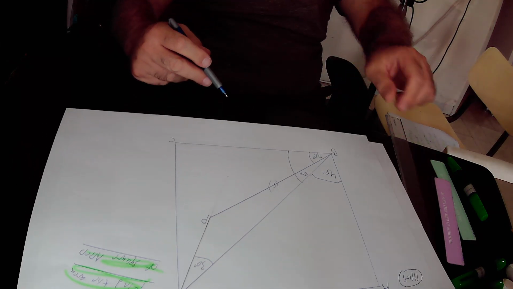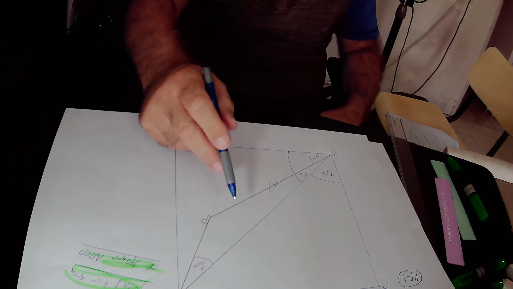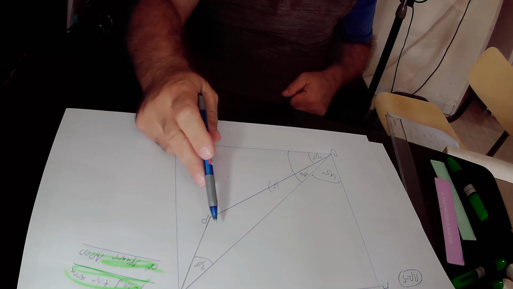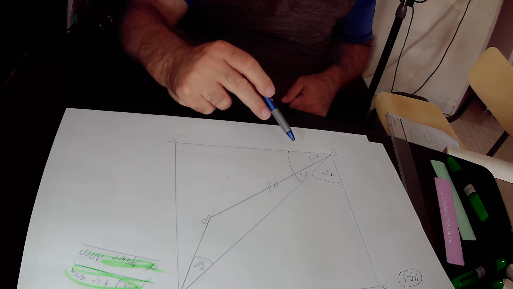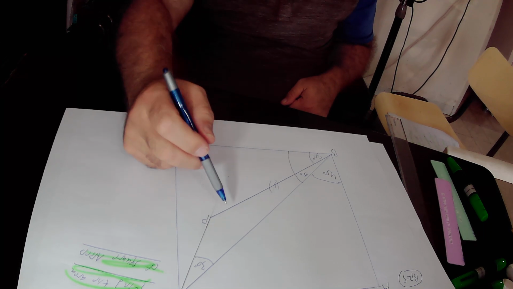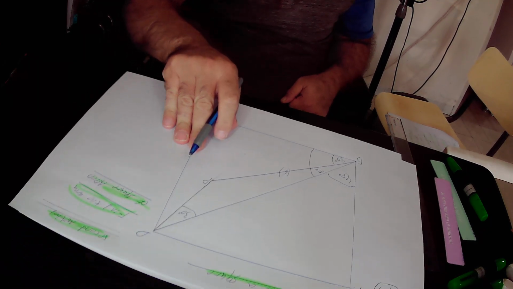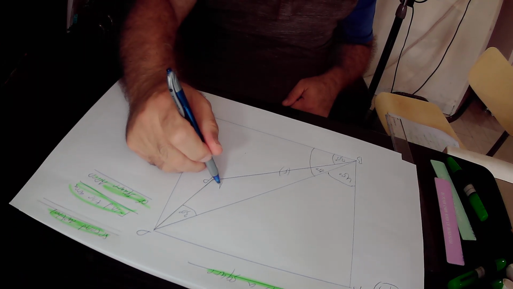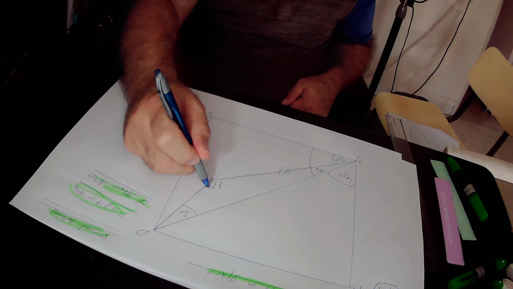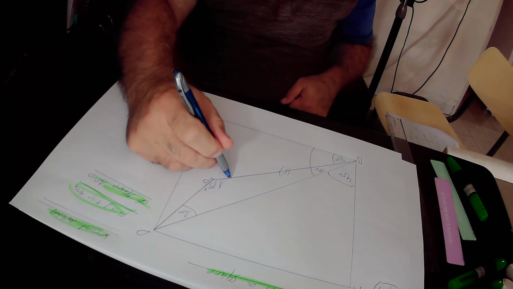So in this triangle BDP, 30 degrees plus 15 degrees is 45 degrees, and therefore this first missing angle must be equal to 135 degrees in its size, according to the rule that the sum of the angles in any triangle is equal to 180 degrees.